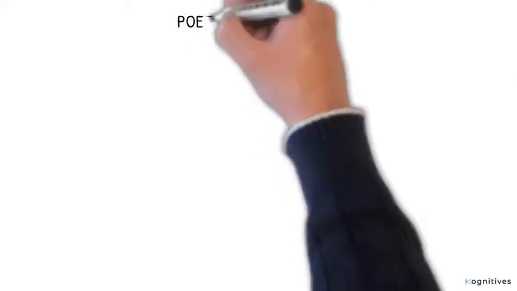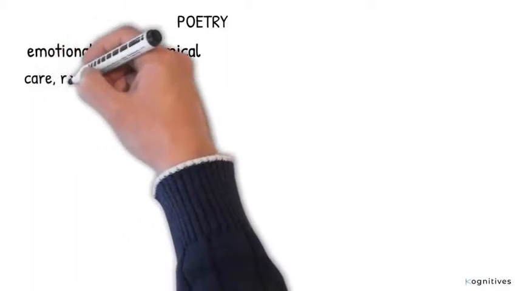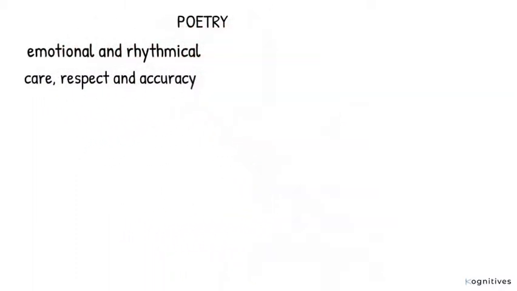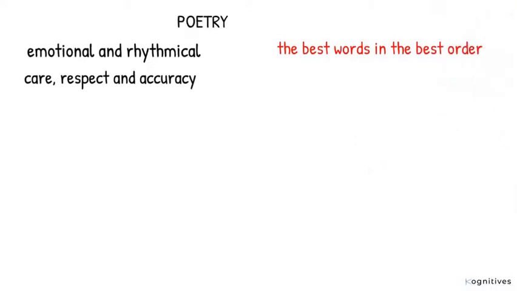The third genre of literature is poetry. What is poetry? Poetry is the expression of the human mind in an emotional and rhythmical language. It is an art which treats words with care, respect, and accuracy. Poetry can be defined as the best words in the best order, or it's a spontaneous overflow of powerful feeling.